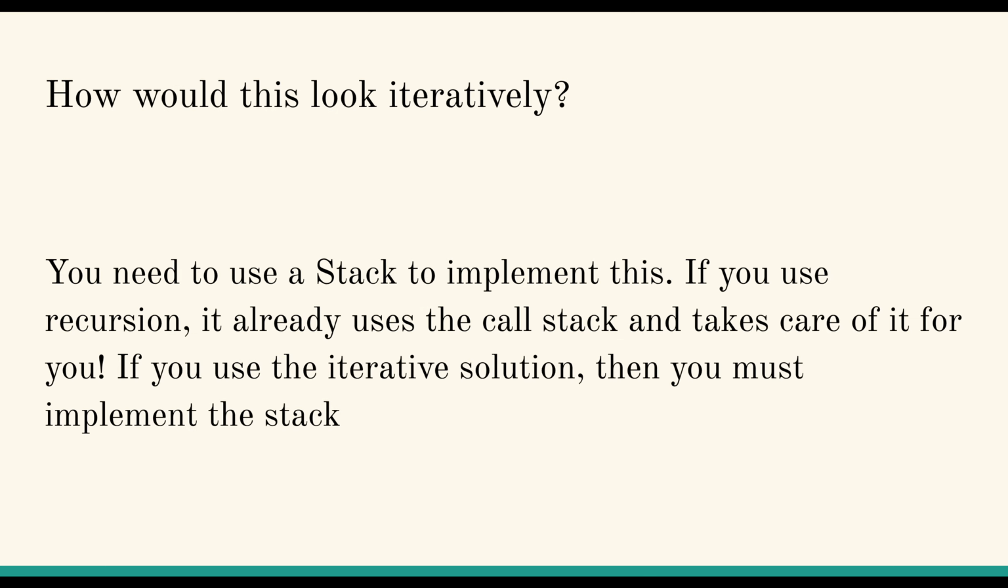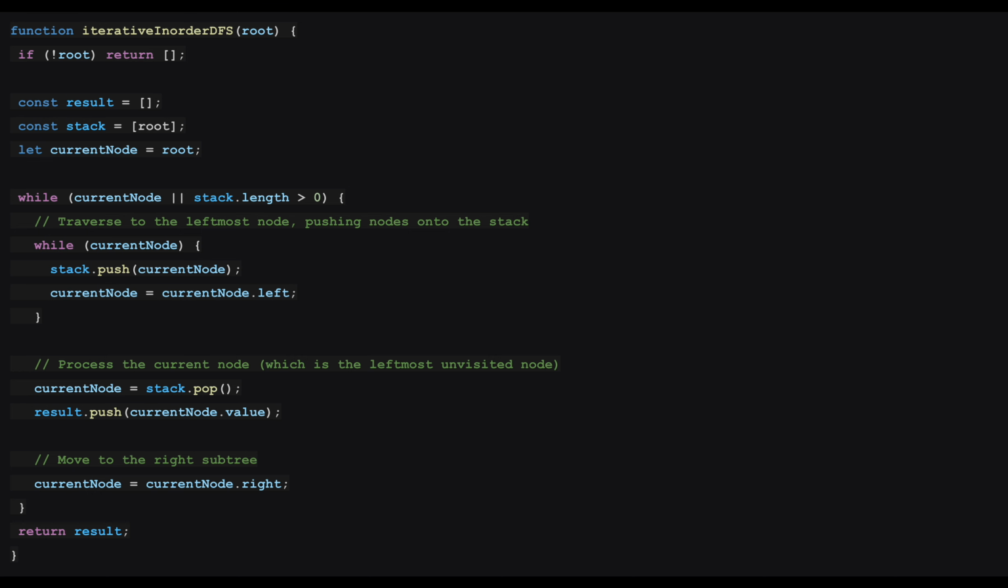Okay, so just to give you an idea that recursion is using a stack for us, how would this look iteratively? You need to implement the stack. So this looks a little more complicated, but you can see you pass in a root. If there's no root, just return. Sorry, I did a different one where one was console logging and one is pushing onto a return array. So here, this would just return an empty result array.